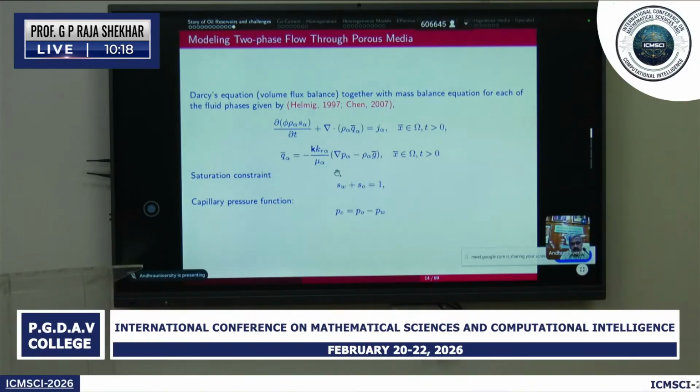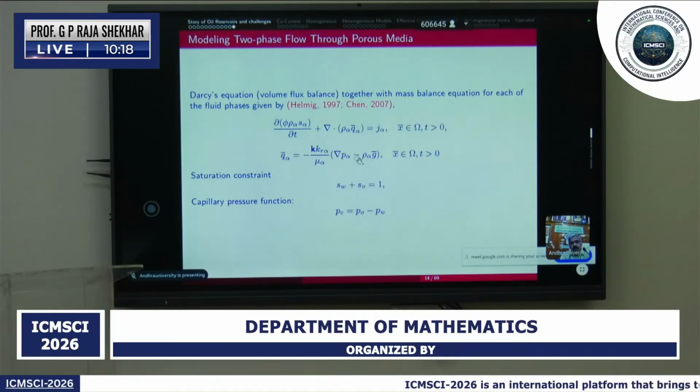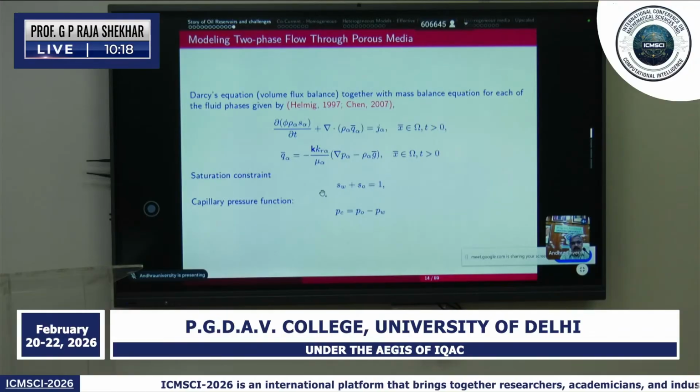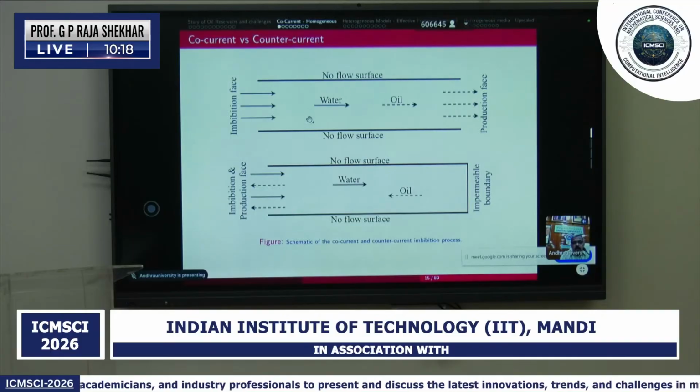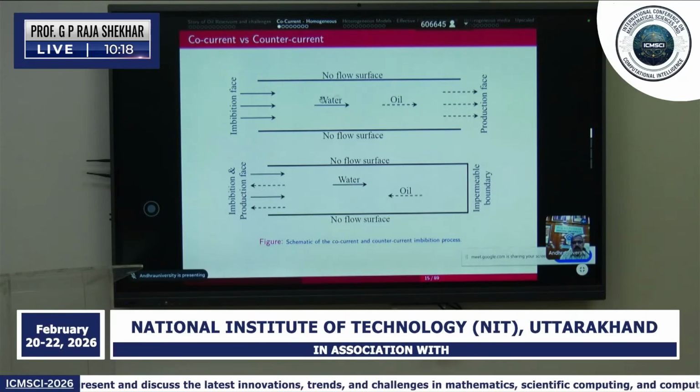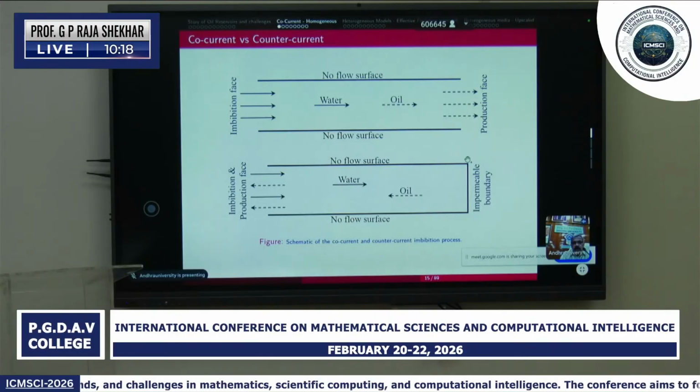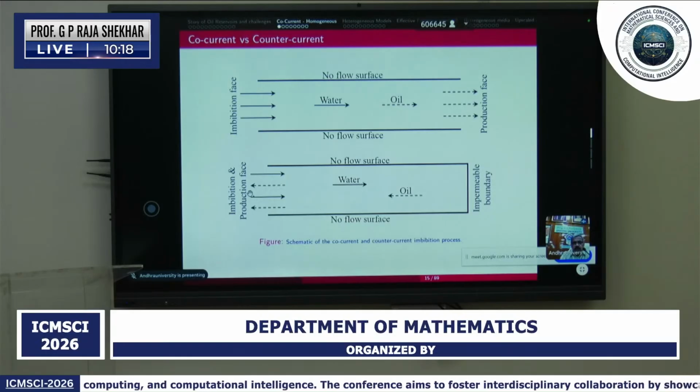For the water phase with alpha W, and the oil phase with alpha O. And this is the total saturation constraint, and this is the capillary function. Now, there are two types. This is called co-current, which means the injection well is here and the production well is here. Water is pushing oil and both are collected. Counter-current is where you keep a block, push water through, then the oil flows back, coming out here.